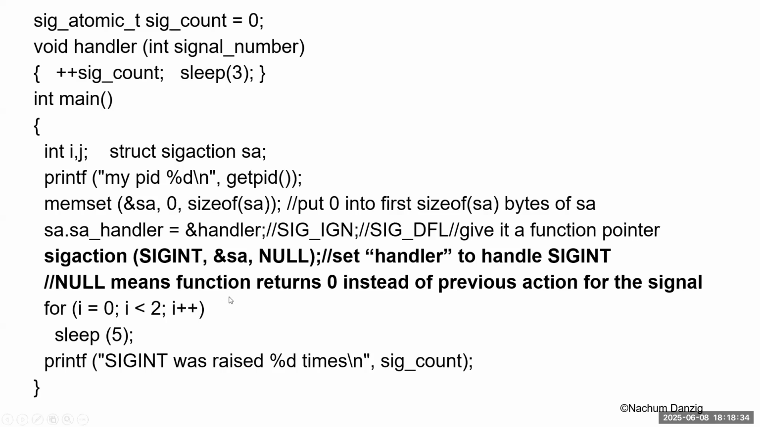Now that I've set it to 0, I can take the handler part of it, because remember this SA has all kinds of parts. I can take the handler part and set it to be a pointer to my handler, which is written above.